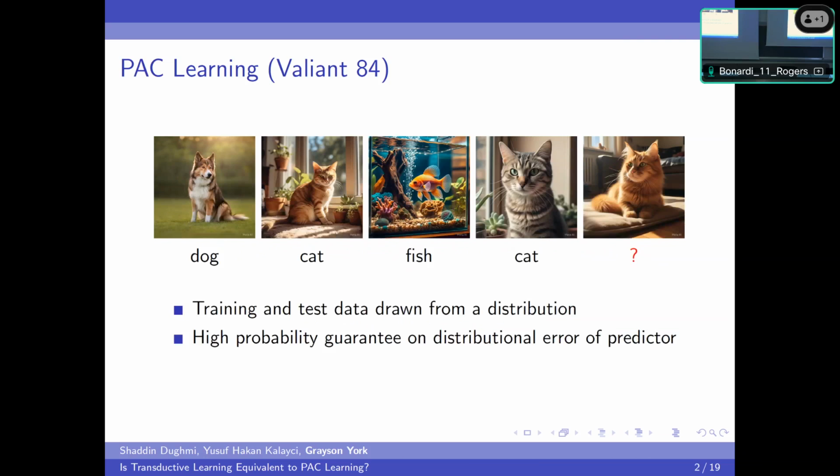I guess you've already heard the PAC learning setting a couple times today, so I'll go through this pretty quickly. In the PAC learning setting, you have some distribution, you have a training set, which is sampled from that distribution, and the goal is to output some sort of a predictor, which is going to give you a high probability guarantee on future data points sampled from this distribution.